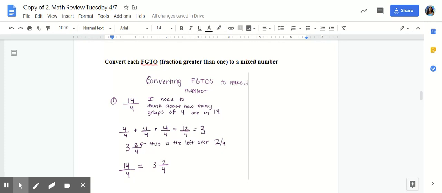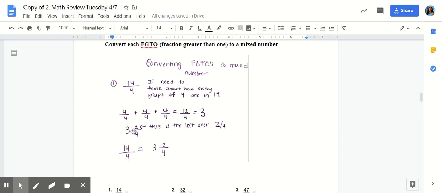Now we're going to convert each fraction greater than 1 to a mixed number. Here's a little bit of review in case you need it for a reference. Now make sure that you're stopping in between each problem to go and check your work.